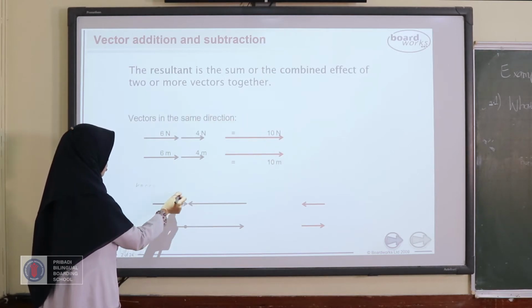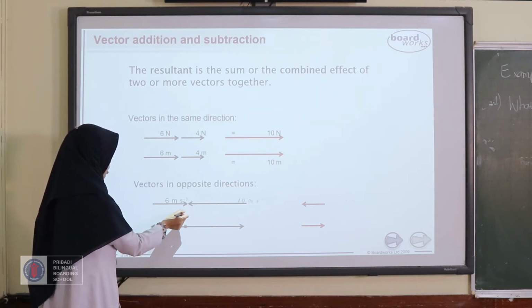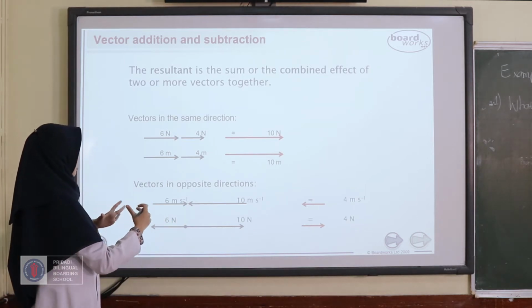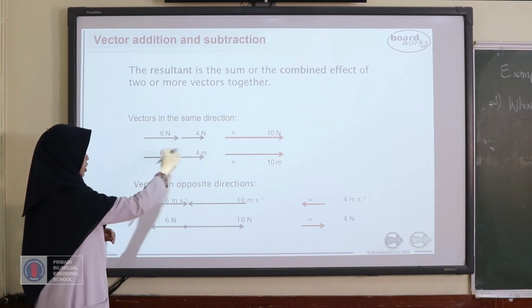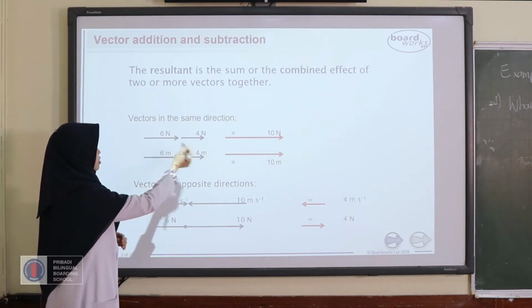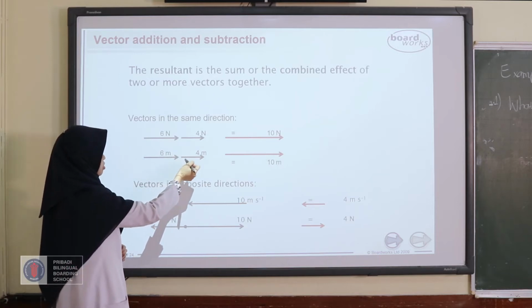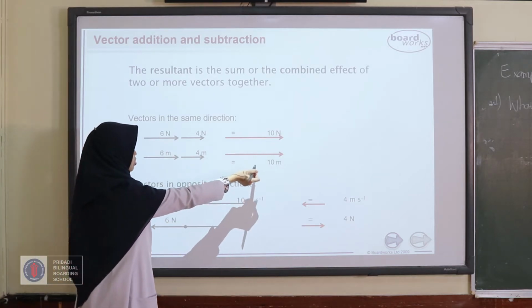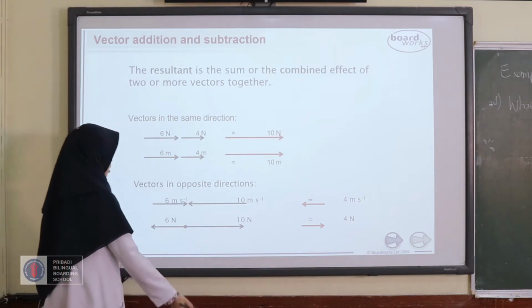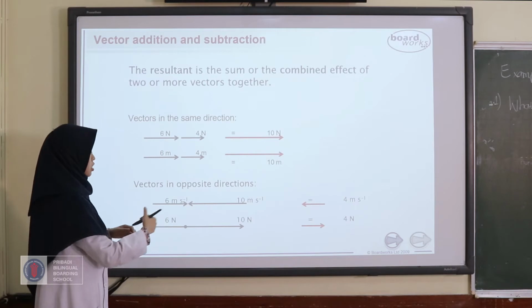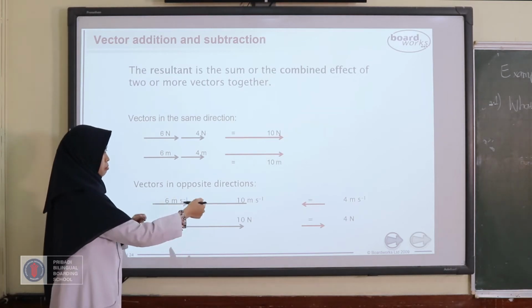Okay. So for this problem, this is really simple because for the vectors that are moving in the same direction, you just add them together. For example, 6 meters plus 4 meters, so you will have 10 meters. And for the vectors that are moving in the opposite direction, it's simple, just subtract them.